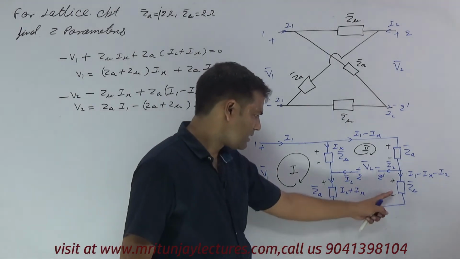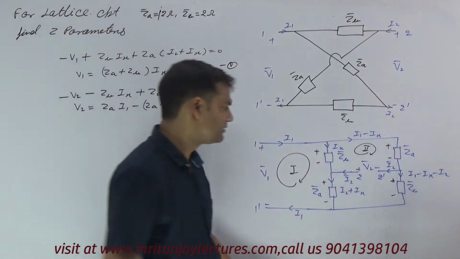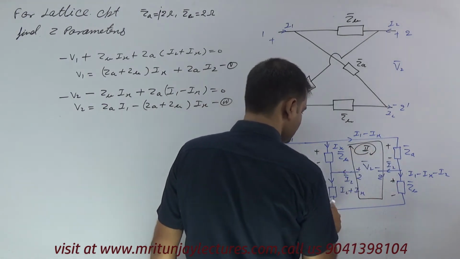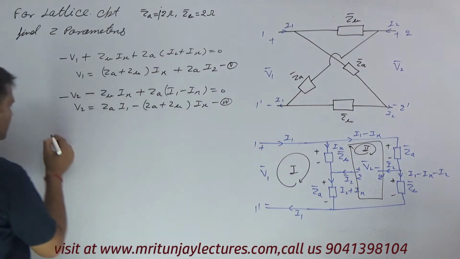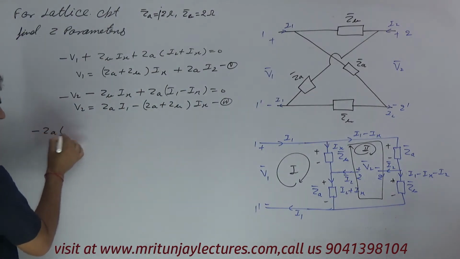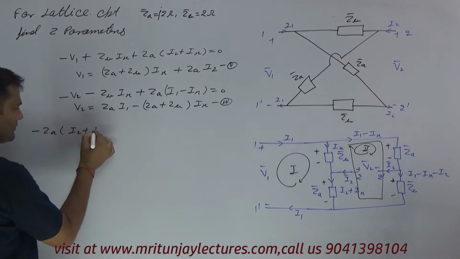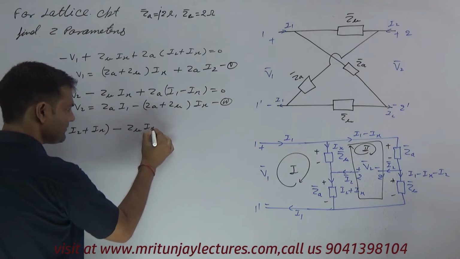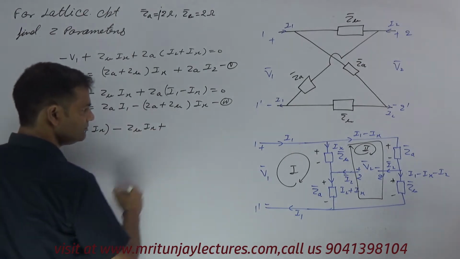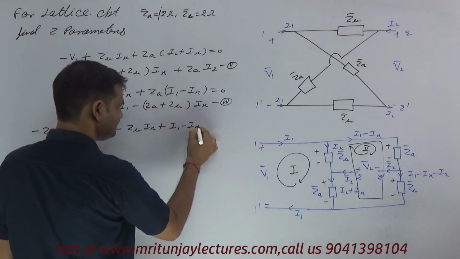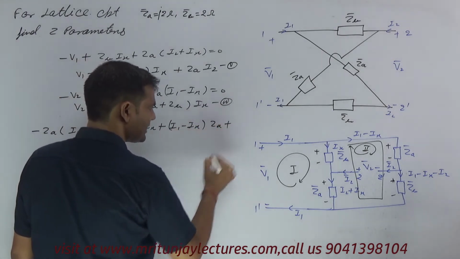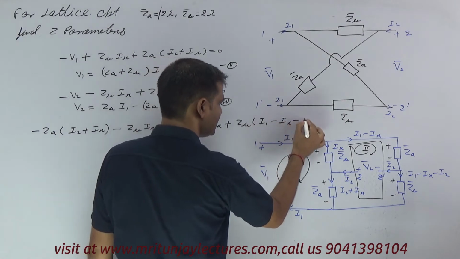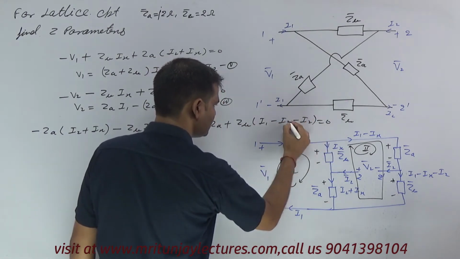Now apply loop analysis corresponding to the super loop. Apply KVL on this loop. So minus ZA into (I2 plus Ix), very simple, minus ZB into Ix, plus (I1 minus Ix) into ZA, plus ZB into (I1 minus Ix minus I2). This is equal to 0.